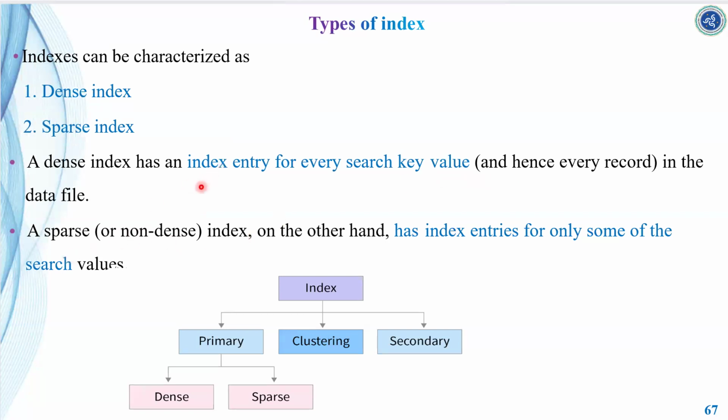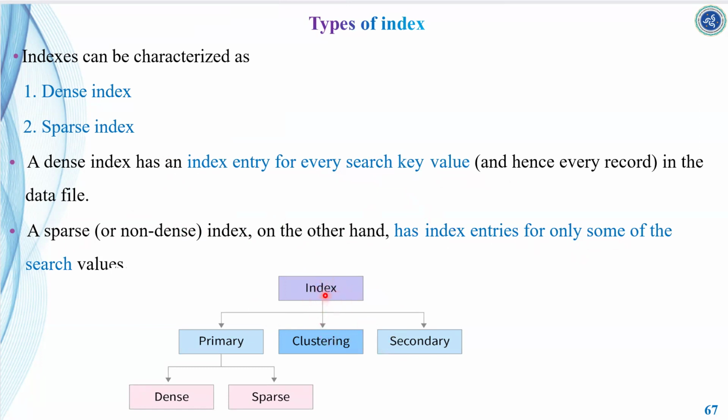And what about sparse? Sparse means non-dense, and it has index entries only for some of the search values, whereas in a dense index, there is an index entry for every search value. So this is the representation of the different types of index.